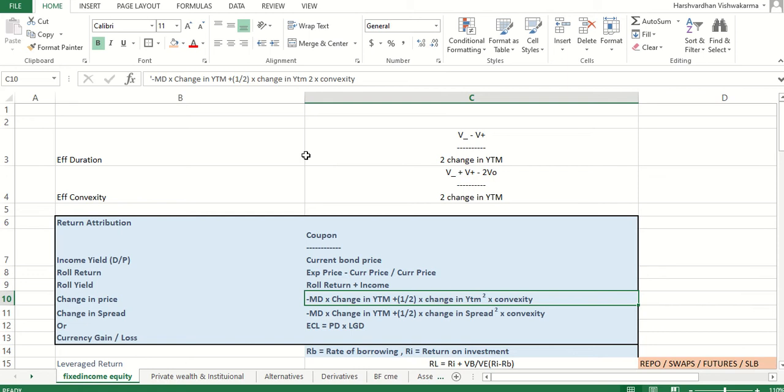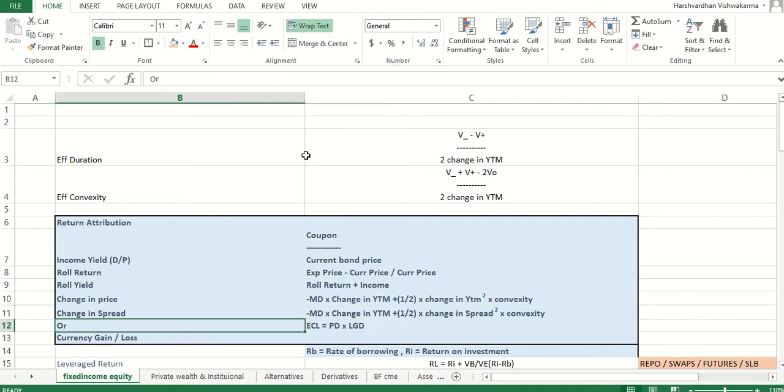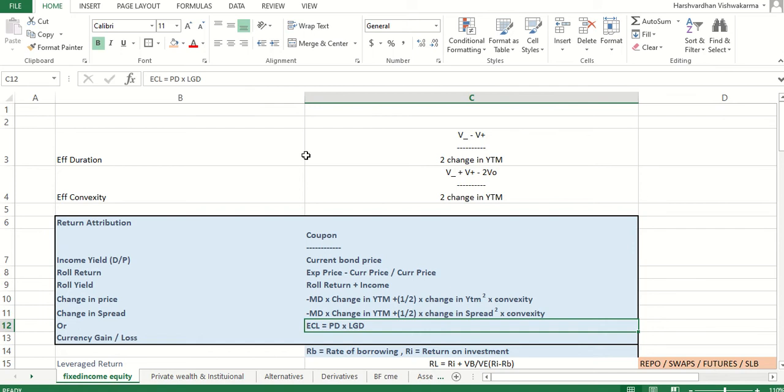The change over here is in the change in spread. Earlier we were given directly a number for credit spread. Over here you might be given a change in spread in the question, so then you have to compute the credit risk. You can use the same formula for the change in price, just replace the change in YTM with change in spread. Or you might be given the PD and the LGD, which is the probability of default and the loss given default, and you can compute the expected credit loss.